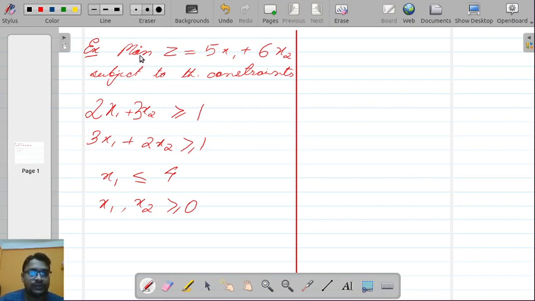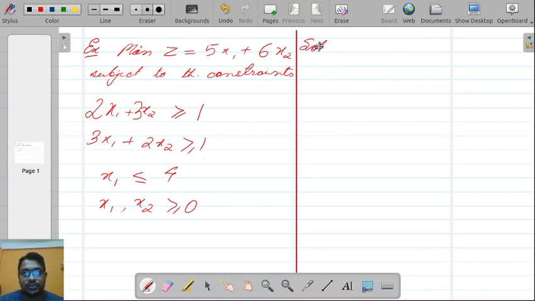So here I have taken one minimization problem. Minimize z equal to 5x1 plus 6x2 subject to the constraints 2x1 plus 3x2 greater than or equal to 1, 3x1 plus 2x2 greater than or equal to 1, and then x1 is less than or equal to 4, and x1, x2 greater than or equal to 0. Okay, so let us try to plot the straight lines.